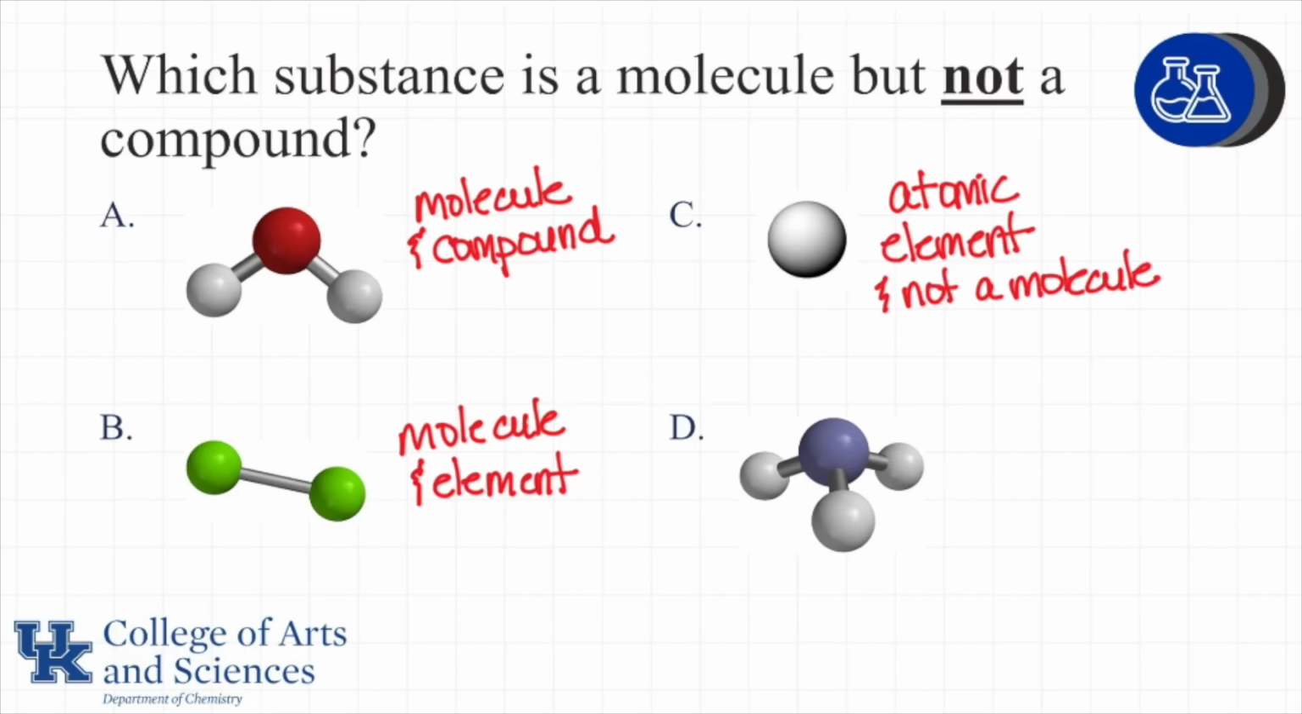C would be an atomic element and not a molecule because we only have a single atom. And D is a molecule and a compound because we have multiple atoms bonded together, but we have different types of atoms. So B is the correct answer. It is a molecule, but not a compound.